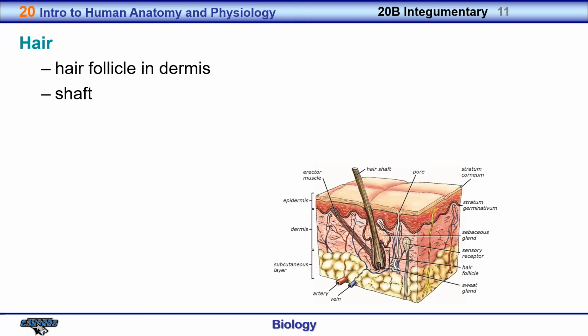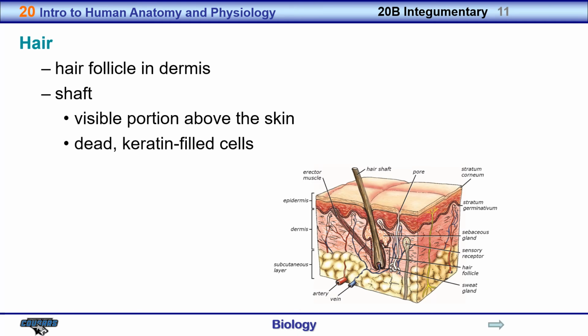The hair follicle is the little depression into the skin where the hair is grown and then extends out through your skin. So the shaft of the hair is the visible portion. The part inside your skin is the hair follicle.